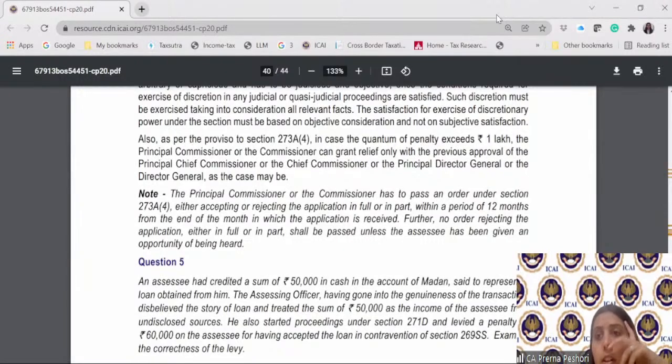Yes, Akshay, you are correct. Where 271A is applied, there is no point of 271B penalty kicking in there. What about this question?